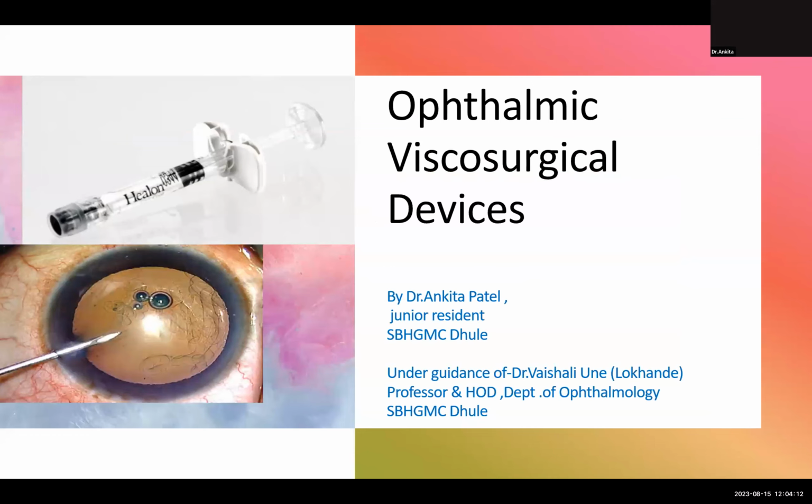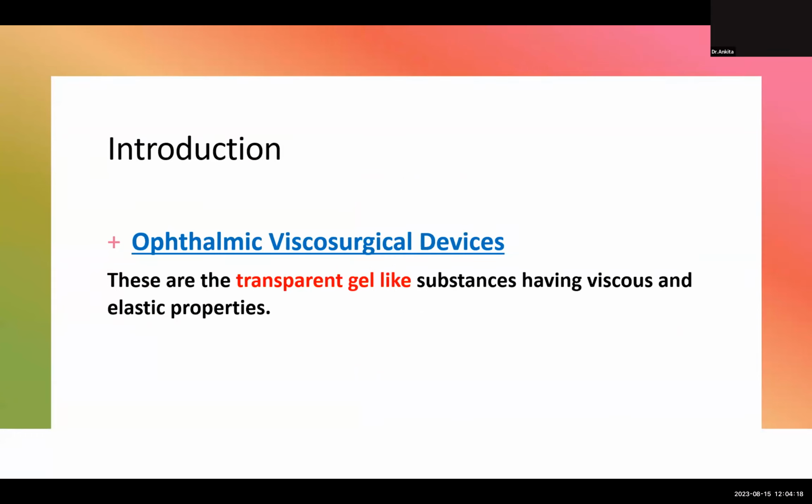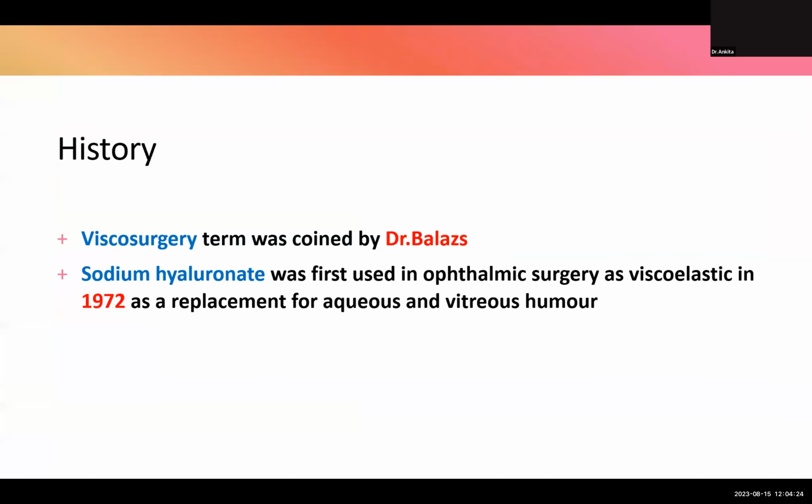So, these are also called the third hand of a surgeon, and these are important surgical tools nowadays in ophthalmic surgeries. So, what are ophthalmic viscosurgical devices? These are transparent gel-like substances having viscous and elastic properties. The term viscosurgery was coined by Dr. Balazs, and sodium hyaluronate was first used as a viscoelastic agent in ophthalmic surgery in 1972 as a replacement for aqueous and vitreous humor. So, in short, we will see the properties.